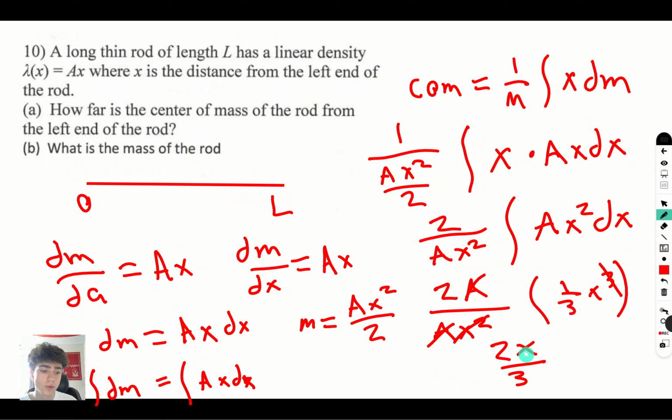Now the problem probably wants it in terms of L, but we know that x is just the distance from the left end of the rod, so x and L are basically interchangeable. So we can just swap out this x and write it as 2L over 3 as our center of mass.